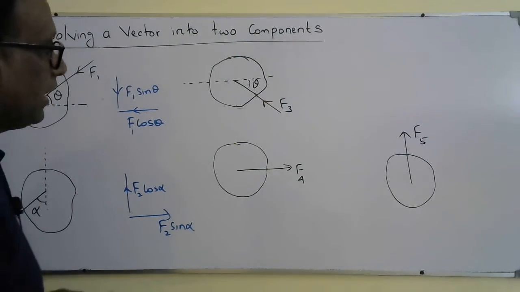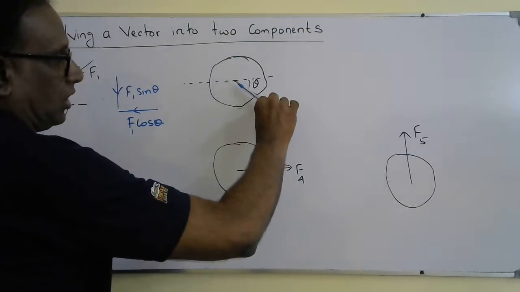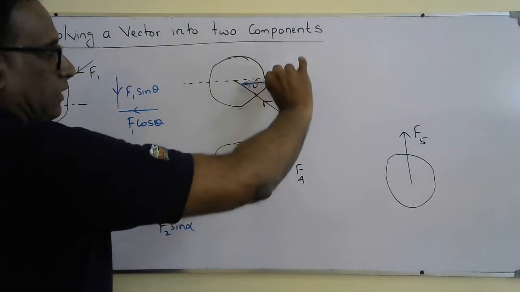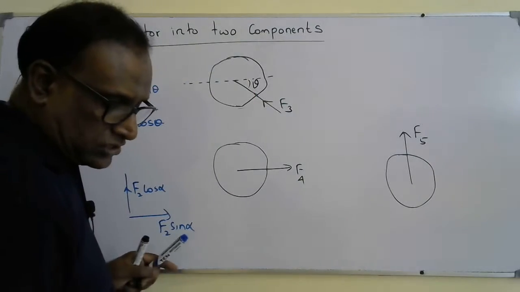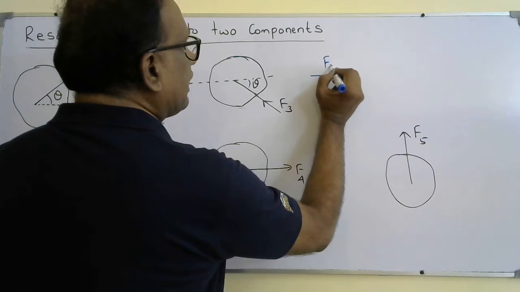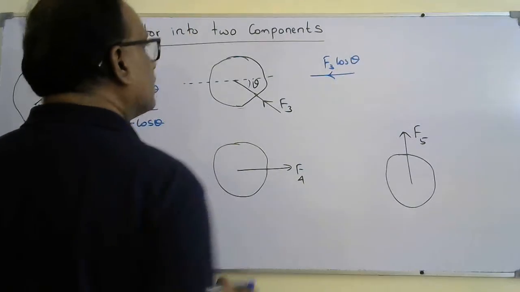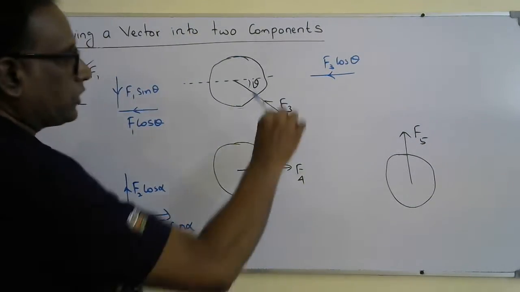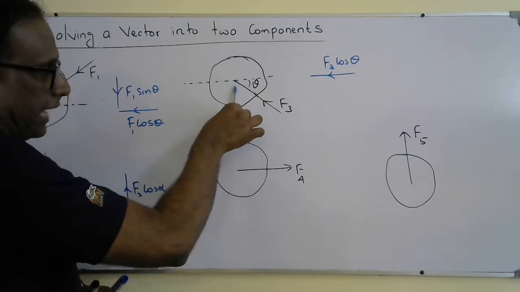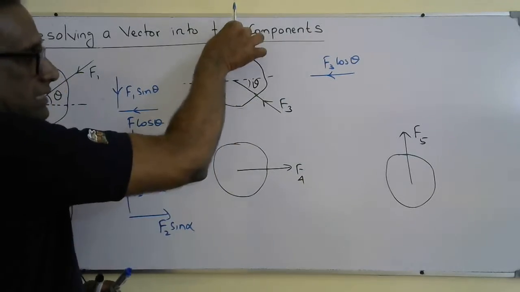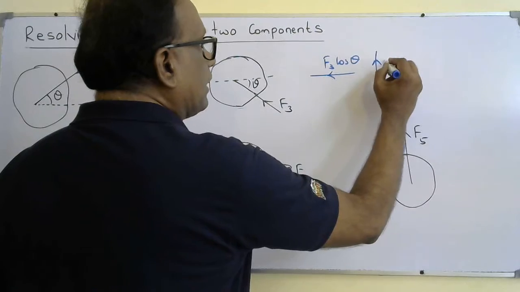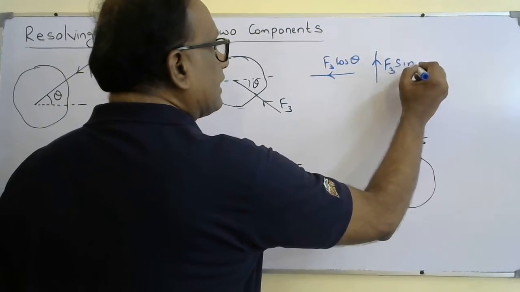Same here. Keep the pen along the arrow. To get the horizontal component, close it through the angle theta, pointing to the left. So the horizontal component will be towards the left, F3 cos theta. To get the vertical component, keep the pen along the arrow and open it away from the angle theta. It's pointing upwards. So the vertical component, sine, is F3 sine theta.